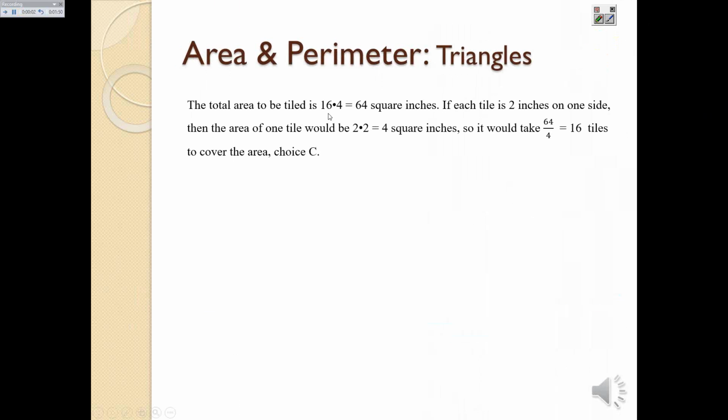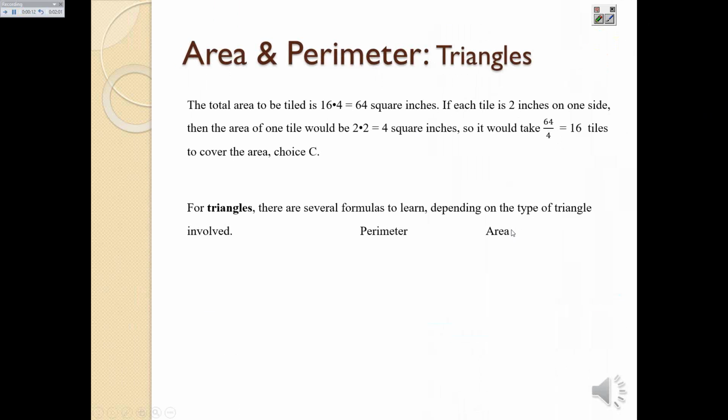Total area is 16 times 4, 64 square inches. Each tile is 2 inches by 2 inches, that would be 4 square inches. So divide 64 by 4, you get 16 tiles.